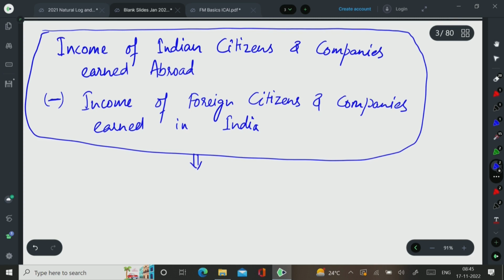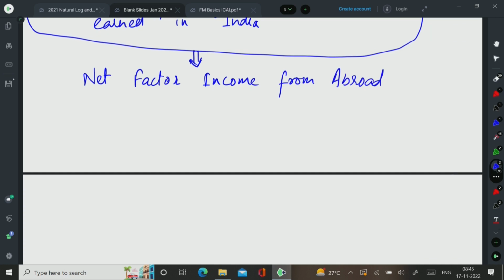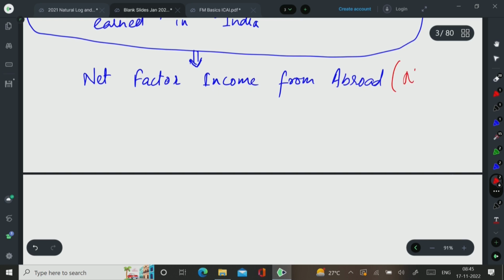we will call this net factor income from abroad, or in short, I call this net FIA.